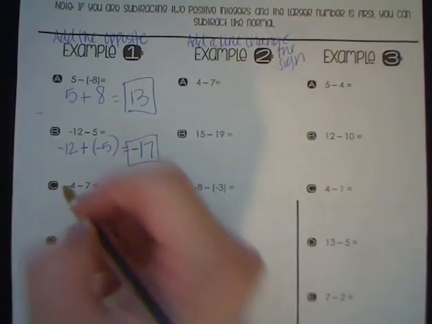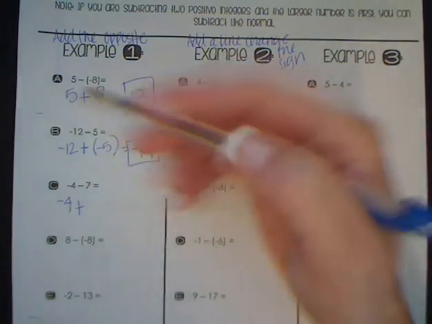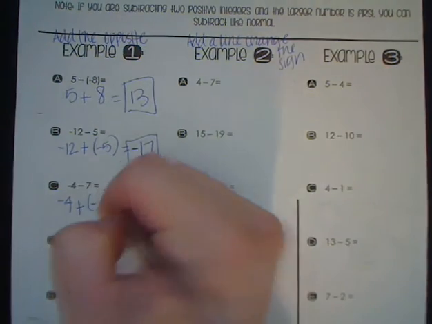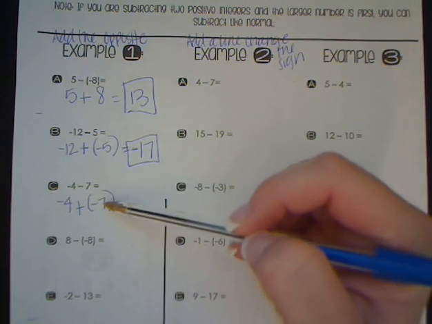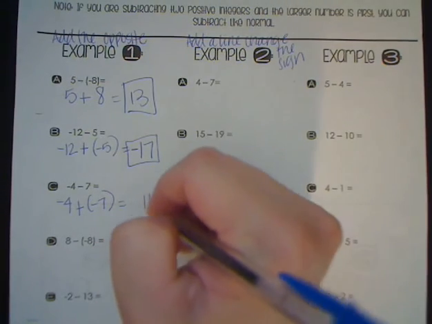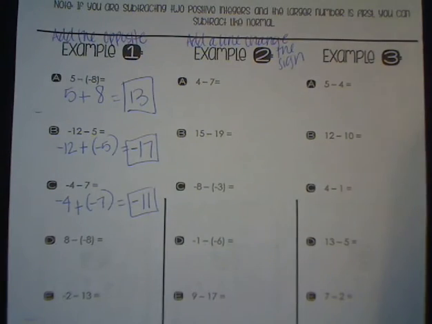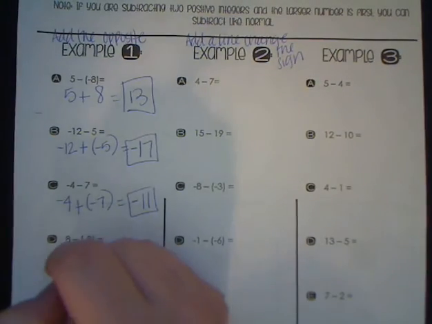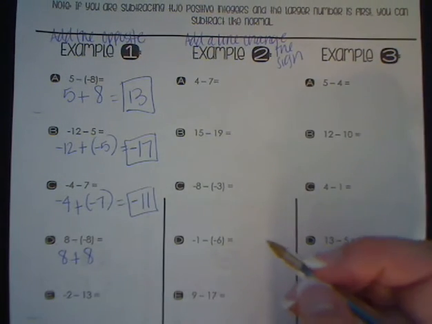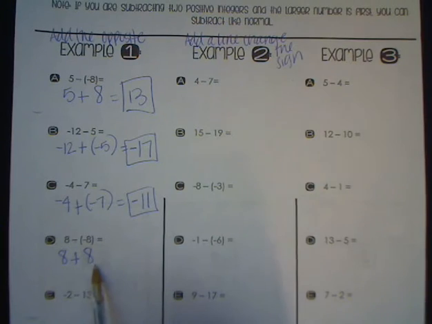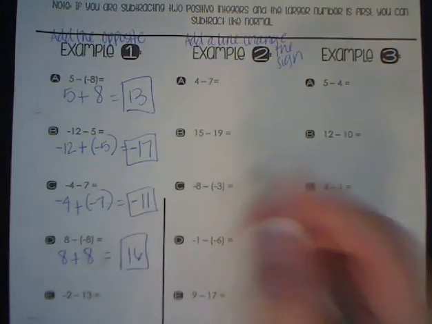Let's look at C. Negative 4, and then I want to add the opposite. What's the opposite of positive 7? Negative 7. Now I'm going to use my rules for addition. The signs are the same, they're both negative numbers, so I'm going to add them together and keep the negative sign. Let's look at D. 8. I want to add the opposite. What's the opposite of negative 8? Positive 8. Signs are the same, so I'm going to add them together. 8 plus 8 is 16, and they're both positive, so positive 16 is my answer.